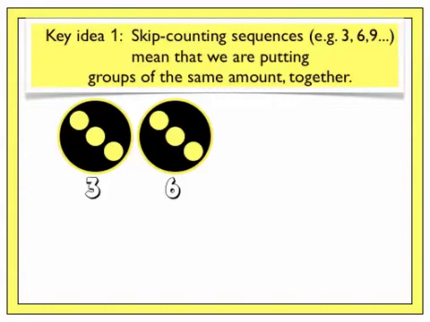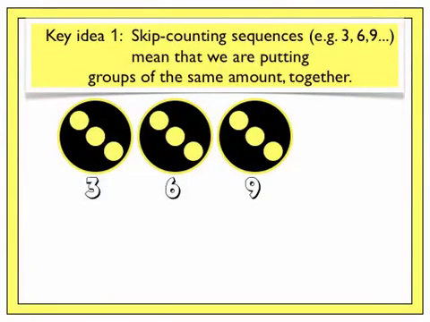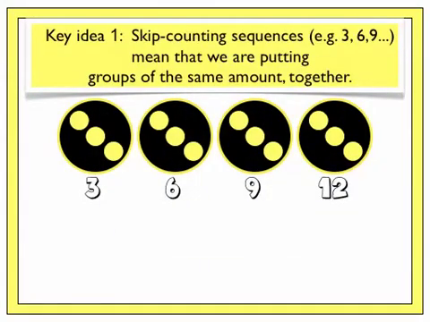Do you think the next group that I add will equal the first two? Let's have a look. 9, 12. Yes, you guessed it. All the groups have 3 yellow dots. They are all equal. Now let's take a look at the skip counting sequence for 5.